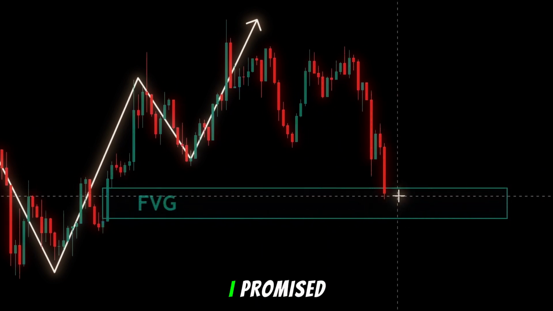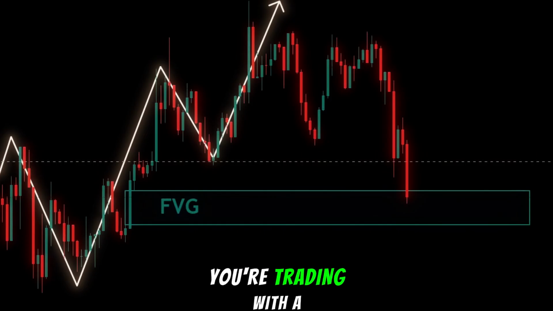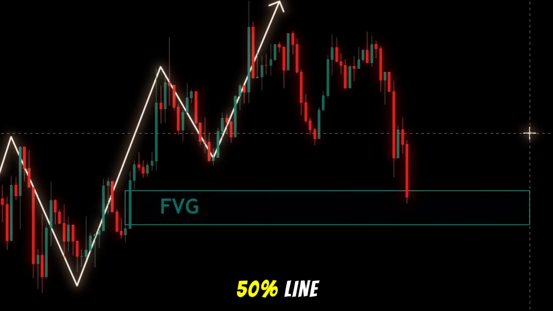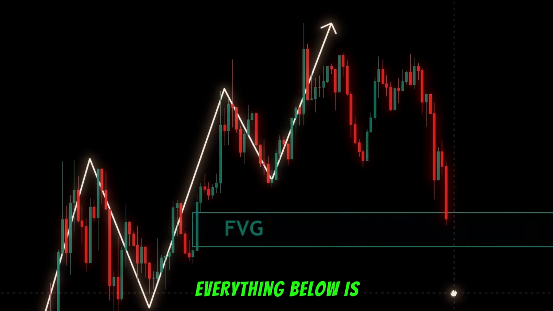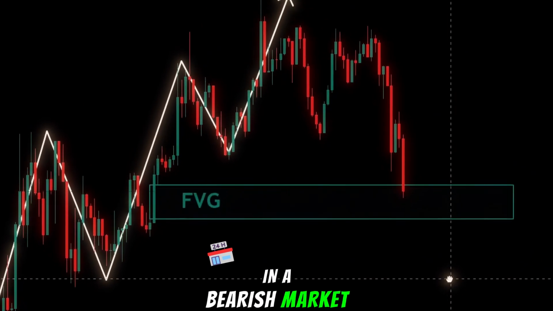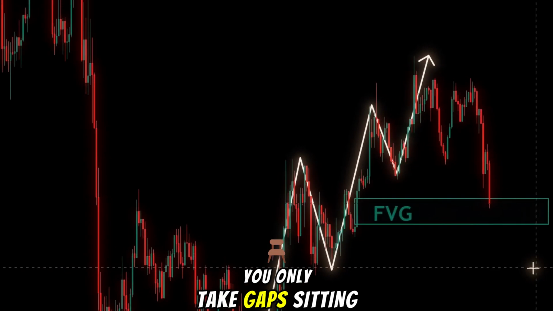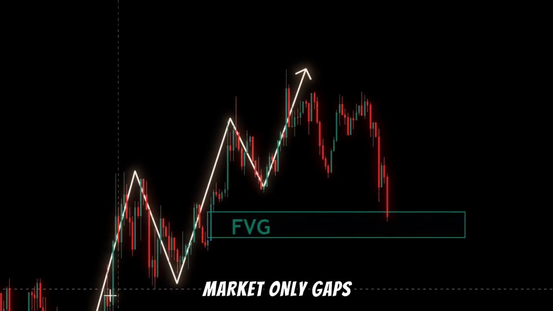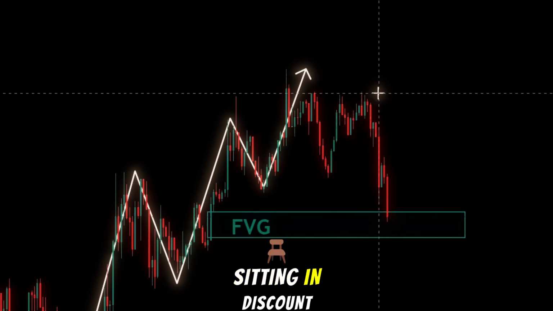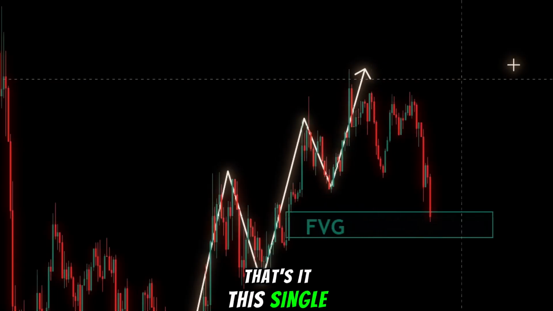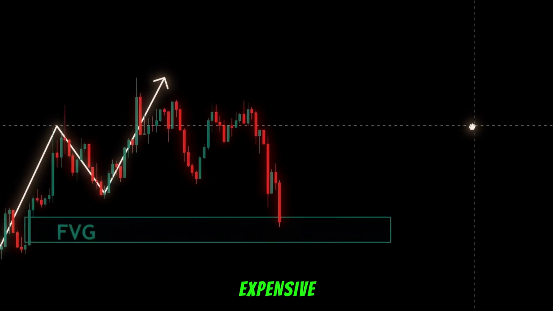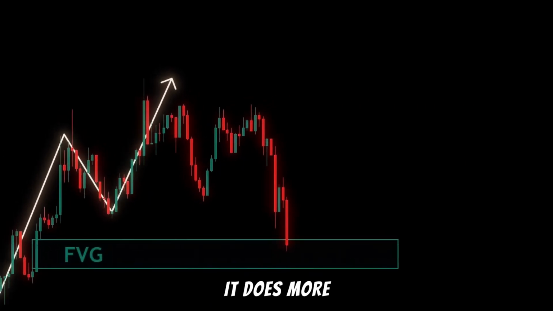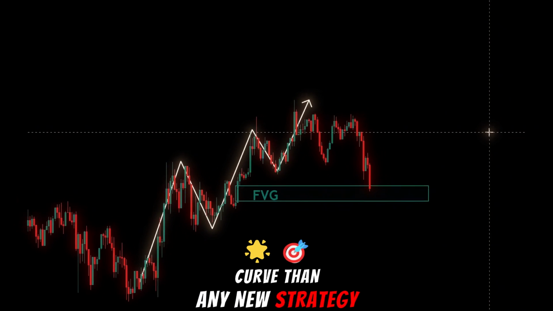Rule 2, the one I promised you. Split the leg you're trading with a Fibonacci and look at the 50% line. Everything above it is premium. Everything below is discount. In a bearish market, you only take gaps sitting in premium. In a bullish market, only gaps sitting in discount. That's it. The single filter deletes the entries where you're selling cheap and buying expensive, and for most traders, it does more for the equity curve than any new strategy.